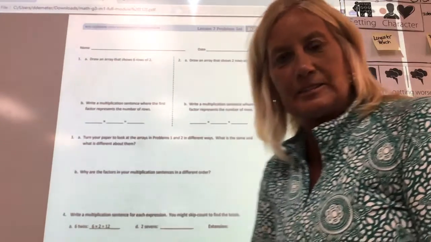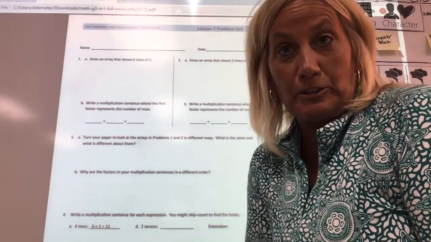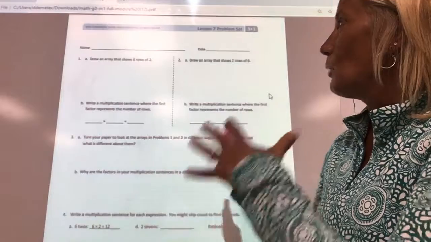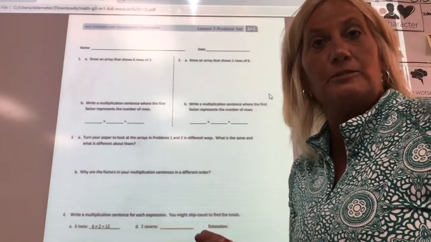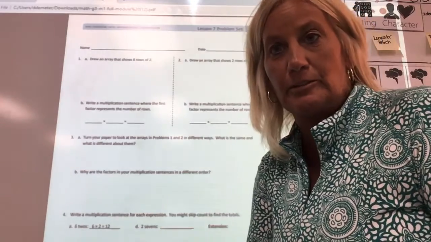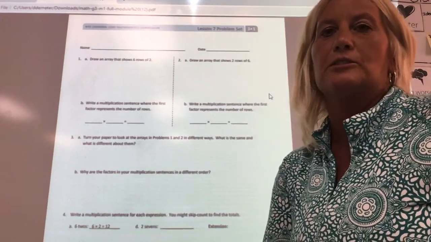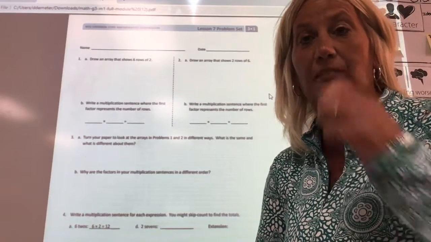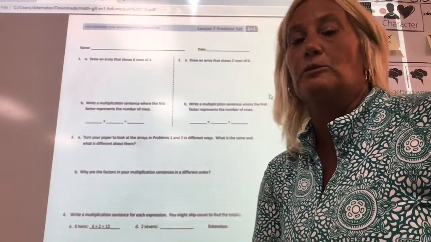Hi guys, it's Mrs. Demeter, and I'm going to give you a brief description of Lesson 7. We're going to go over what you're going to see for the problem set in tomorrow's lesson, which is Wednesday, for your assignment. So I wanted to go over it now, even though you might not see this posting until tomorrow, but this will give you an idea to help you with Lesson 7.